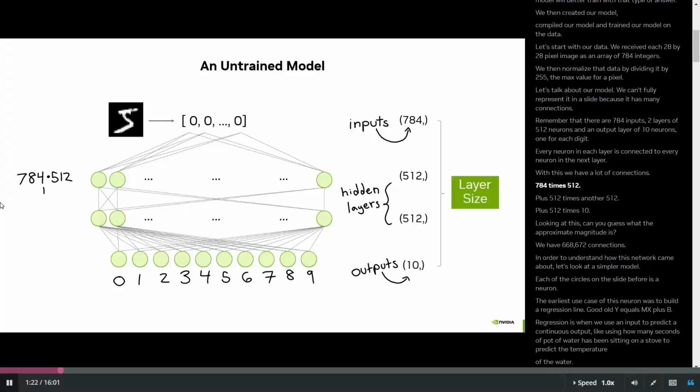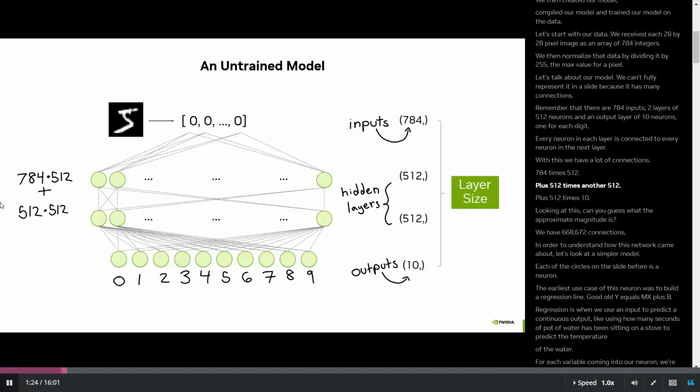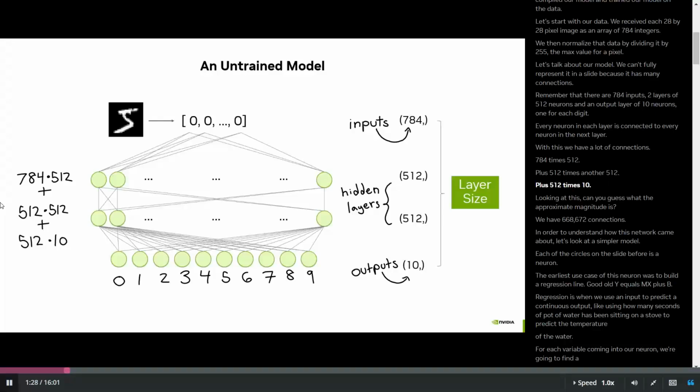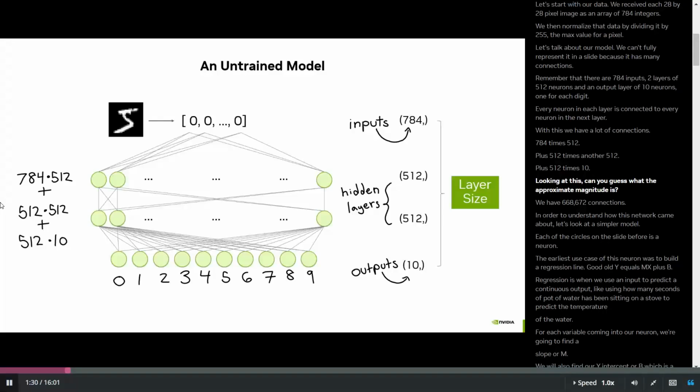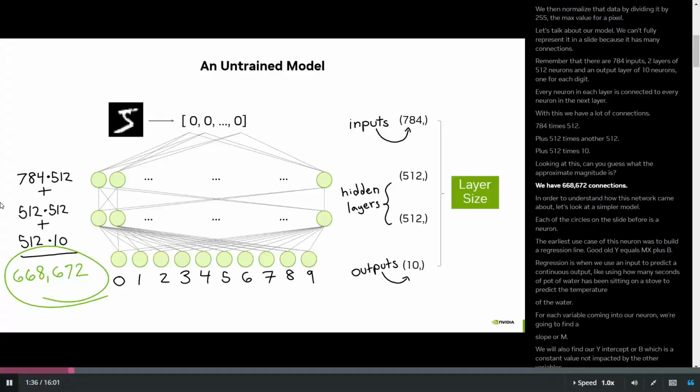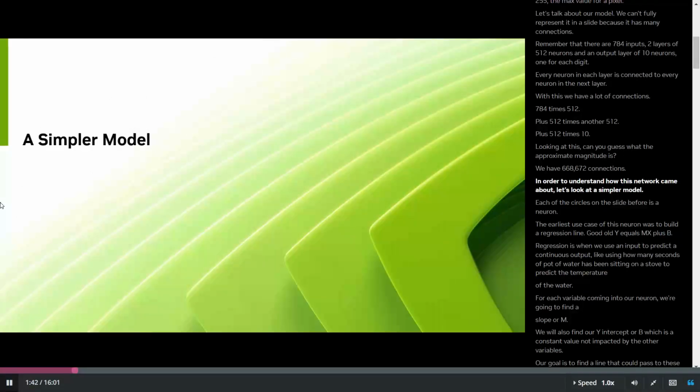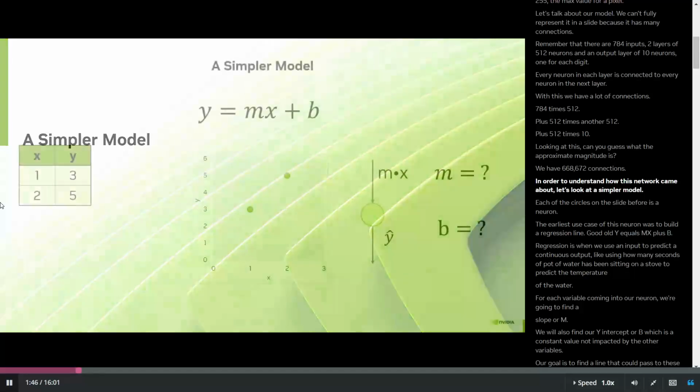784 times 512, plus 512 times another 512, plus 512 times 10. Looking at this, can you guess what the approximate magnitude is? We have 668,672 connections. In order to understand how this network came about, let's look at a simpler model.